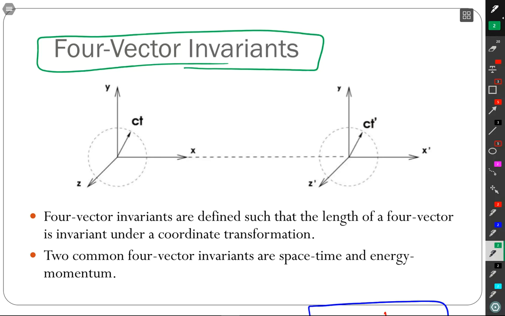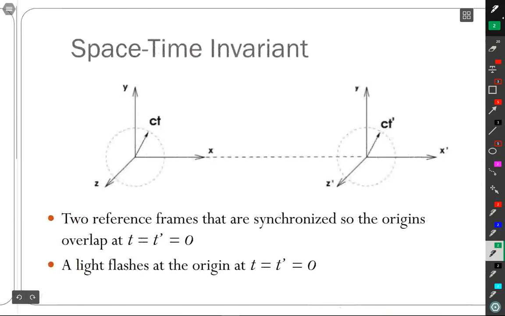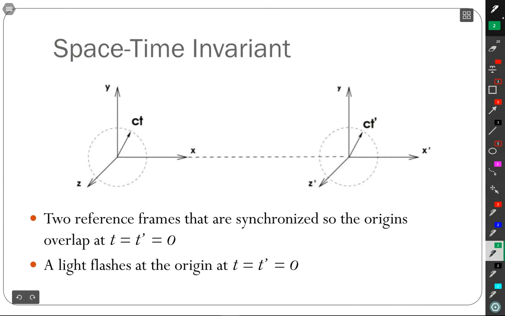So we have two reference frames, same picture, two reference frames, and we set the reference frames so they're synchronized, so the origins overlap at time equals 0. So what we're saying is we have reference frame 1, reference frame 2, moving at constant speed with respect to each other, and at time equals 0, they're passing right past each other.